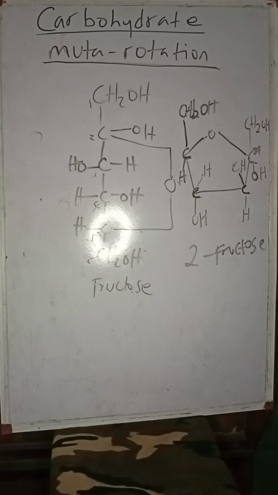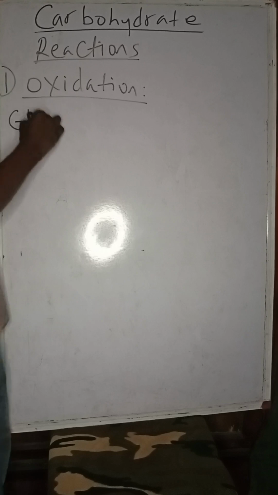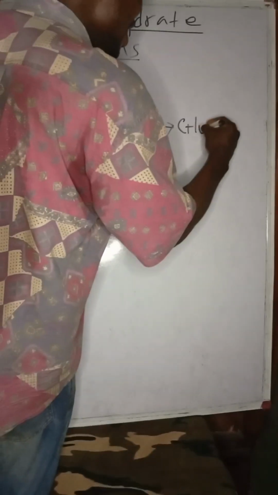So having known mutarotation, let's look at the reactions of monosaccharides. For the reactions of carbohydrates, I'm going to use monosaccharides as a case study. We're looking at the first one, which is oxidation. Glucose is the most common monosaccharide, found in grape sugar, and fructose is found in fruit, called fruit sugar.